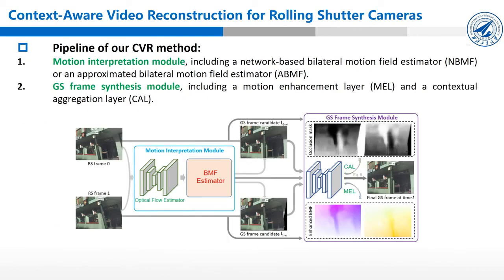To deal with these problems, we propose CVR, a compact and efficient rolling shutter-based video reconstruction framework. It consists of two modules. First, two global shutter frame candidates are generated by the motion interpretation module. Then, a global shutter synthesis module is attached to perform motion enhancement and contextual aggregation.